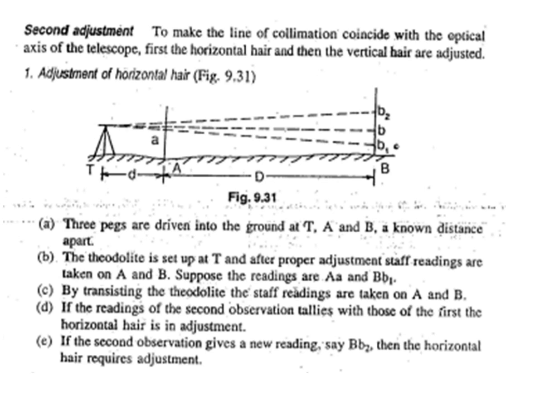Suppose the readings are A and B. By transiting the theodolite, the staff readings are again taken on A and B. If the readings of the second observation tally with those of the first for the horizontal hair, then the horizontal hair is in adjustment. If the second observation gives a new reading, say B2, then the horizontal hair requires adjustment.